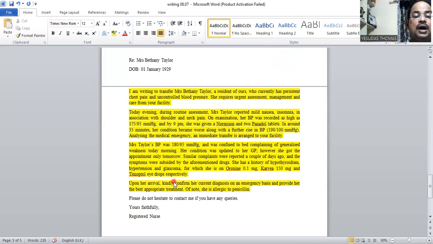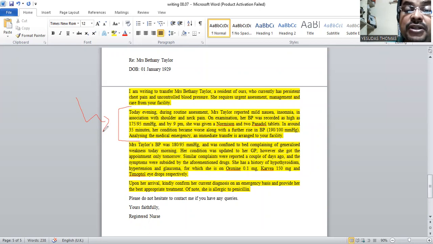She requires urgent assessment, management, and care. And today evening — this is the most recent history that we have separated into a paragraph. Today evening, during a routine home visit, Mrs. Taylor reported mild nausea and insomnia in association with shoulder and neck pain. So all these conditions are summarized in one particular sentence.